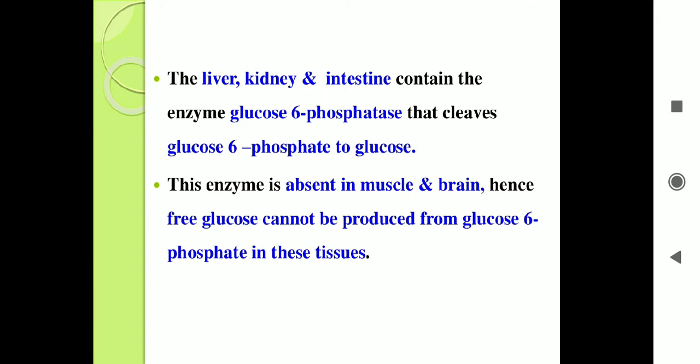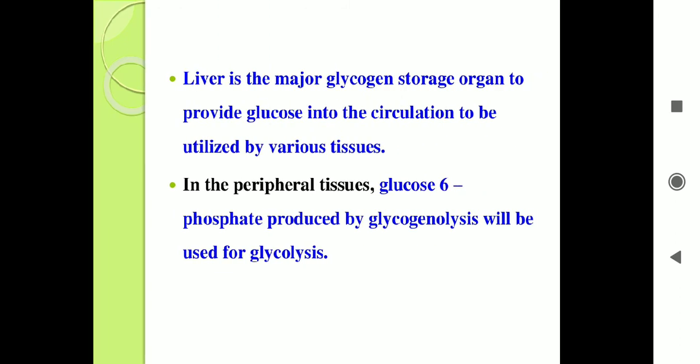Okay, so this enzyme is not present in the muscle and brain, that's why free glucose cannot be produced from glucose 6-phosphate in these tissues. Where this enzyme is not present, they are not able to synthesize that product, you can say. Okay, so the liver is the major glycogen storage organ to provide glucose into the circulation to be utilized by various tissues, right? The glycogen in our body is mostly stored in the liver.